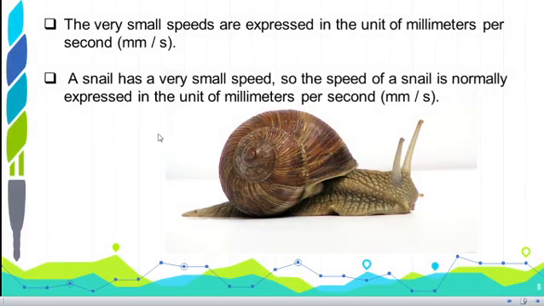The very small speeds are expressed in the unit of millimeters per second. It is another example: millimeter per second. Example: a snail has a very small speed. How many of you see this in your surroundings? It moves very slowly. The speed of a snail is normally expressed in the unit of millimeters per second, because its movement is very slow compared to a tortoise. So we write millimeter per second.